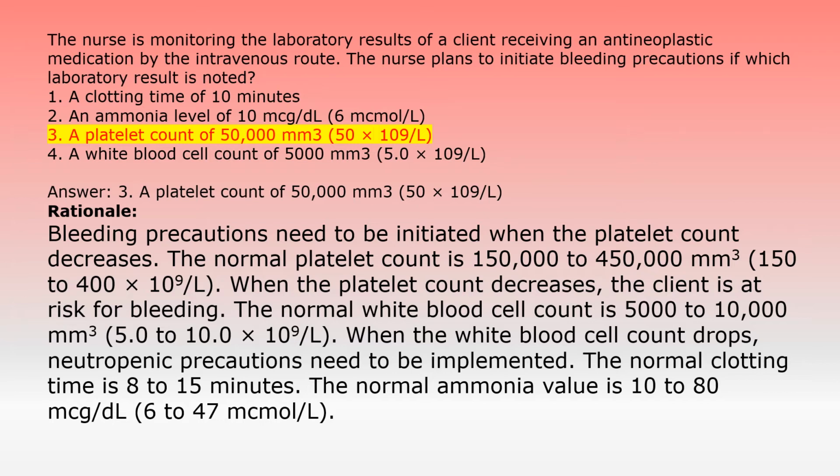The normal white blood cell count is 5,000 to 10,000 cubic millimeters, 5.0 to 10.0 times 10^9 per liter. When the white blood cell count drops, neutropenic precautions need to be implemented. The normal clotting time is 8 to 15 minutes. The normal ammonia value is 10 to 80 mcg per deciliter, 6 to 47 mcmol/L.